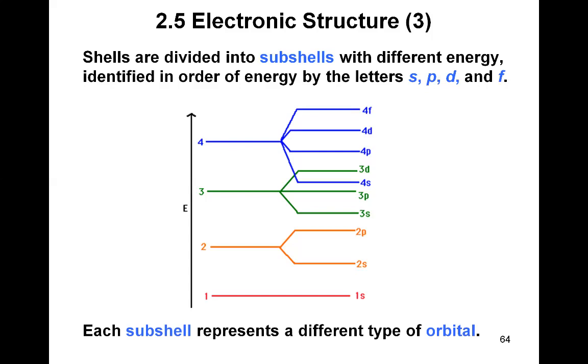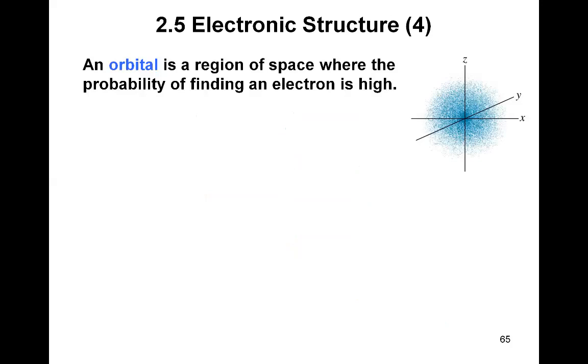Each subshell represents a different type of orbital. So what is an orbital? An orbital is a region of space where the probability of finding an electron is very high. Let's mention that each orbital can hold 2 electrons maximum. When people do electronic structures of the elements, the orbitals are drawn as little squares, and the electrons are drawn as an arrow up and an arrow down.